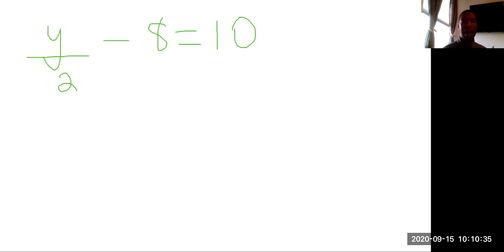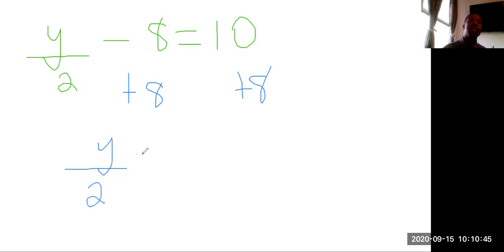Add 8. That is correct. So I'm going to put plus 8. And whatever I do on one side, sure enough, got to do it on the other side. So y divided by 2 is equal to 10 plus 8, which is 18. I didn't do anything here because this right here is 0, so I'm just going to get rid of it. The additive inverse always equals 0. So whenever I do negative 8 plus 8, it is 0.